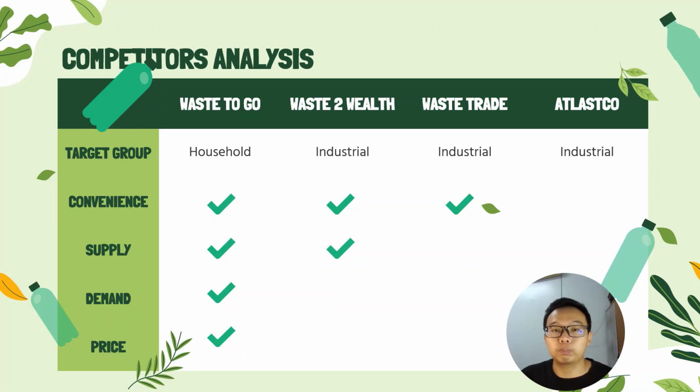Here is a simple competitor analysis that we have conducted with Waste2Wealth, WasteTrade, and Atlascore. Atlascore is considered not very convenient because they don't have service in Malaysia. Waste2Go has the advantage where we can post the demand of certain material so that other people can give or supply to the people that demand it.